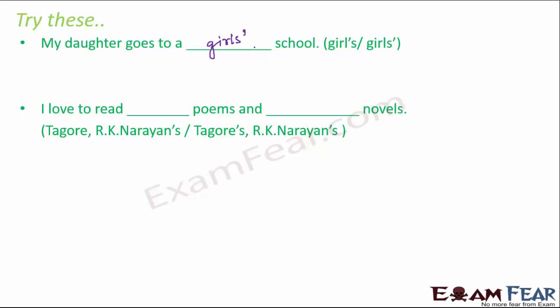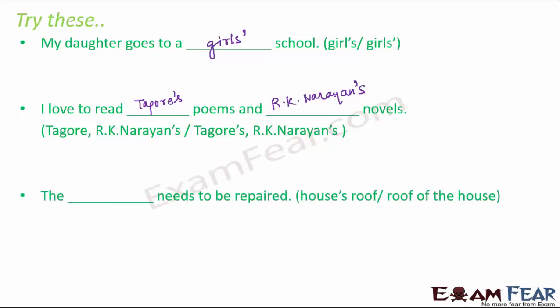I love to read dash poems and dash novels. So poems written by Tagore, so Tagore's poems, and again novels written by R.K. Narayan. So R.K. Narayan's. Here both of these need to be in possessive case because the poems belong to Tagore and the novels belong to R.K. Narayan. So these are showing two different possessions. Therefore both of these words need to be in possessive case.